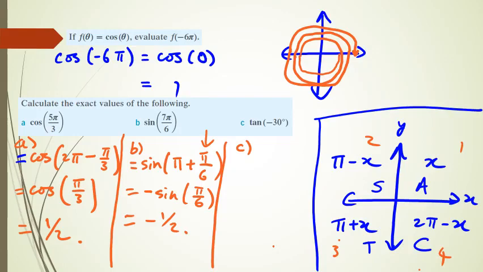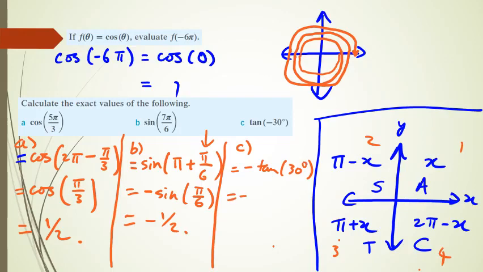Alright, tan of negative 30 degrees. Now, this is still the same thing, you just have to check what region you're in. If you're going negative, instead of going upwards, you're going downwards. So what region do you end up in? 4. Is tan positive or negative in 4? Negative. So write a negative, then you just write tan of whatever that is.